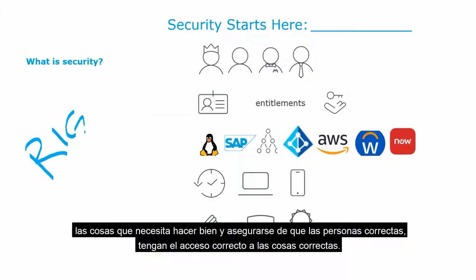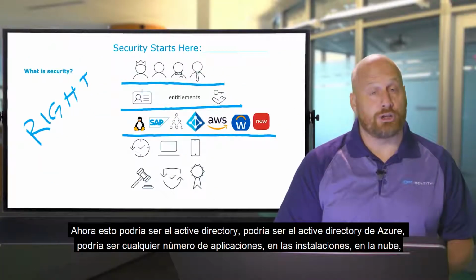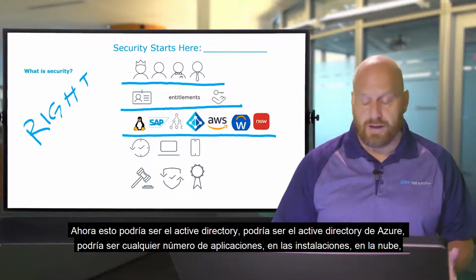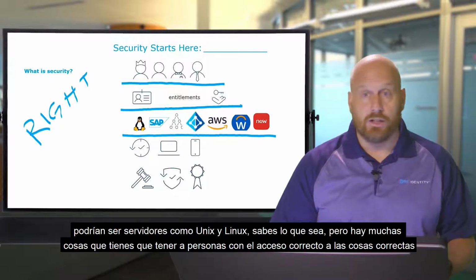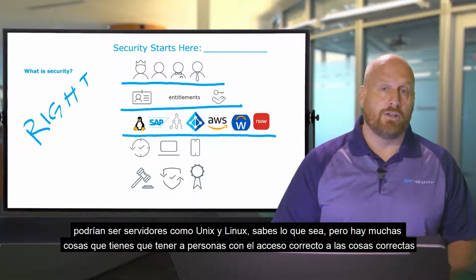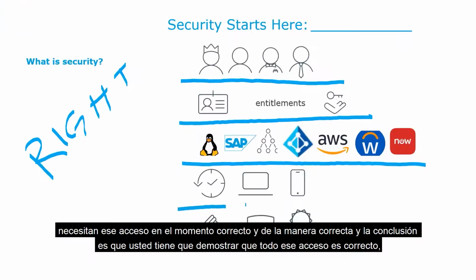The things that you need to get right are make sure that the right people have the right access to the right things. Now that could be Active Directory, it could be Azure Active Directory, it could be any number of apps on-prem in the cloud, it could be servers like Unix and Linux, whatever. But there's a lot of stuff that you have to have people with the right access to the right stuff. They need that access in the right time and in the right way.